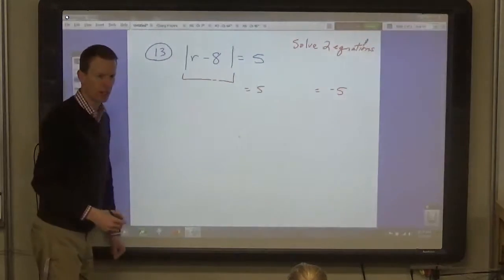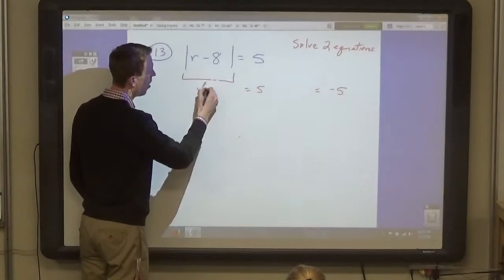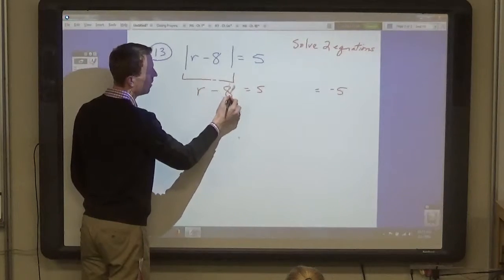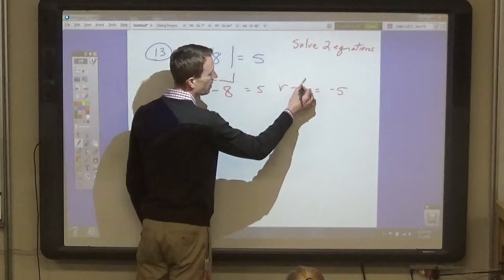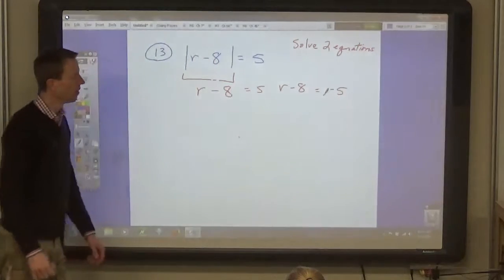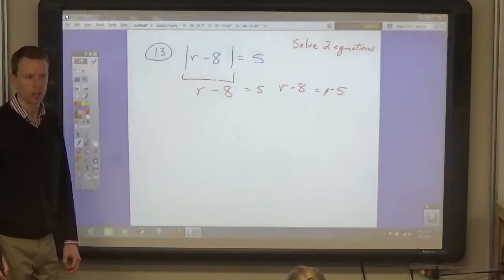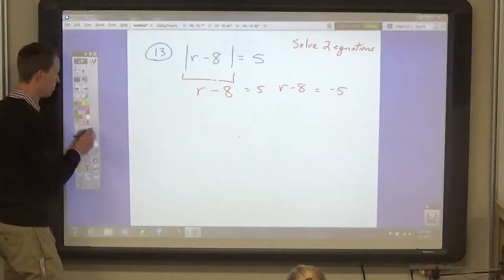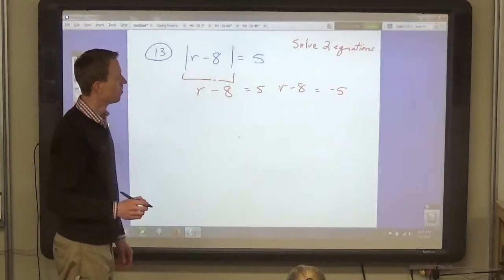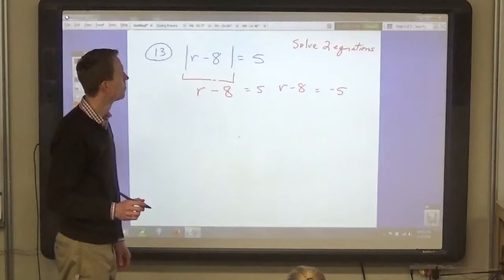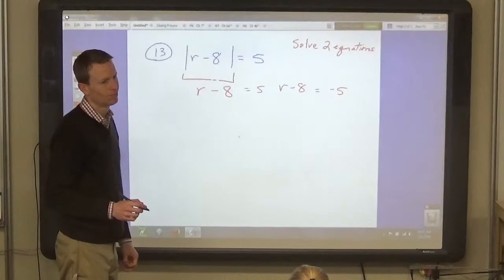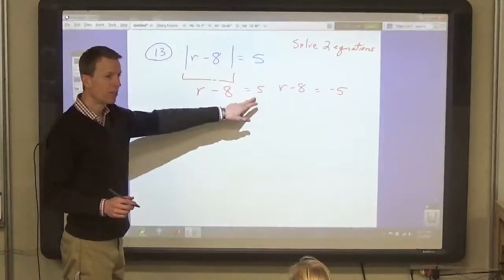So what's the first equation we need to solve? R minus 8 is positive 5, and R minus 8 equals negative 5. Miss Monsky, if it were to equal 5 or negative 5, shouldn't 5 be in the, like, I keep forgetting what it's called. The absolute value? Yeah, absolute value.